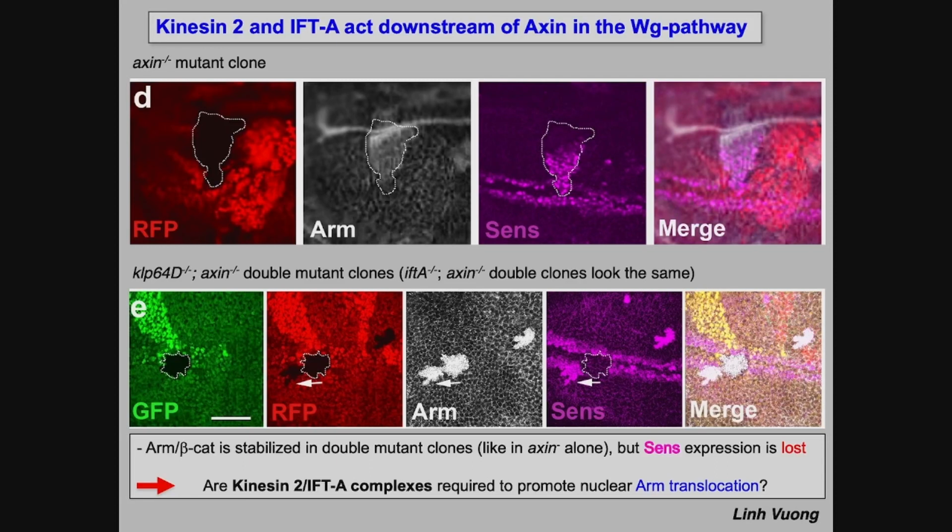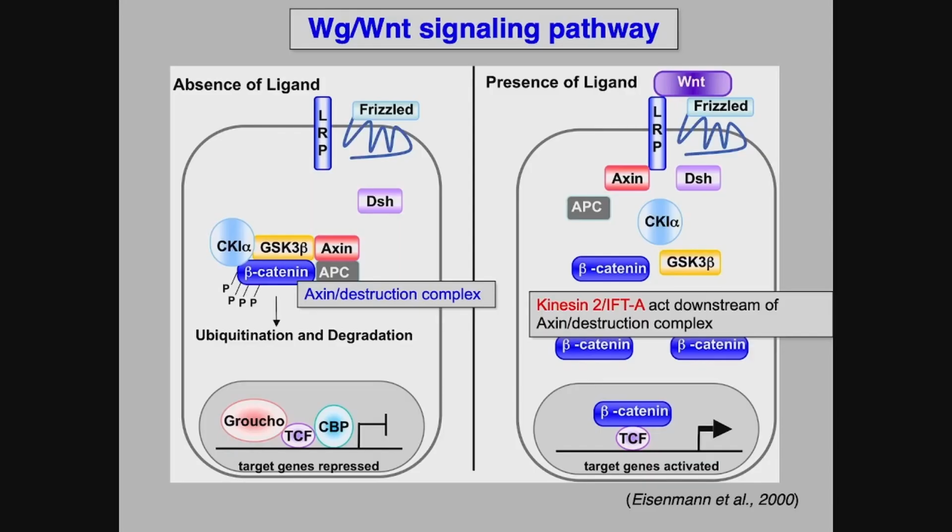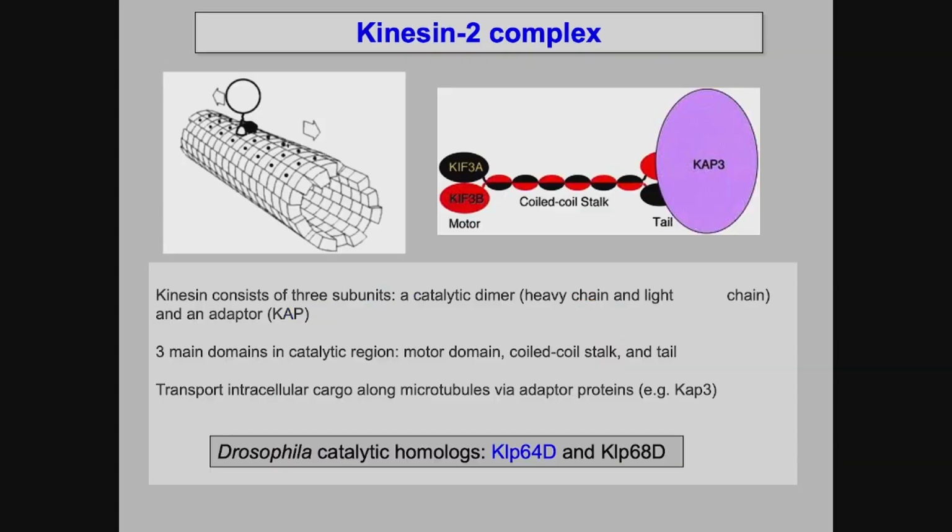So this suggests very strongly that beta-catenin requires IFT, kinesin, and associated proteins downstream of the destruction complex. So it could be involved in nuclear translocation of beta-catenin armadillo, or some other aspect after it gets released from the destruction complex. So the genetics clearly argue that the kinesin-IFTA complex acts downstream of the destruction complex. So the question is, what is it doing downstream of the complex?